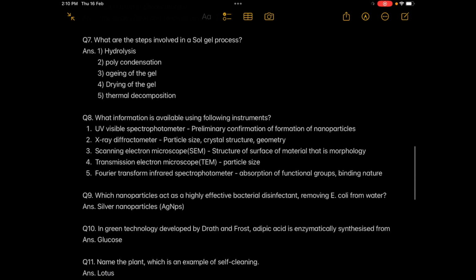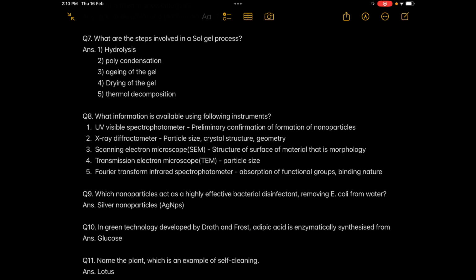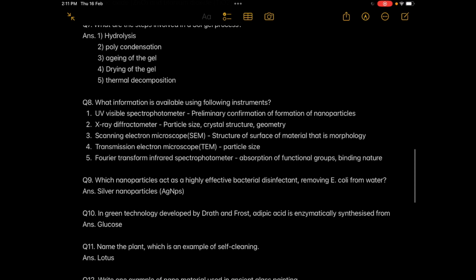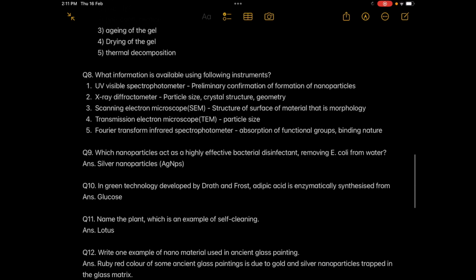The next is, what are the steps involved in a sol gel process? So there are 5 steps. So this question may probably be asked for like 2 marks. So the answer for this is hydrolysis, then polycondensation, aging of the gel, drying of the gel, and finally thermal decomposition. So you will get half a mark for each point here. Okay, so this question can be asked for 2 marks, not more than that. So any 4 points are being expected from you students.